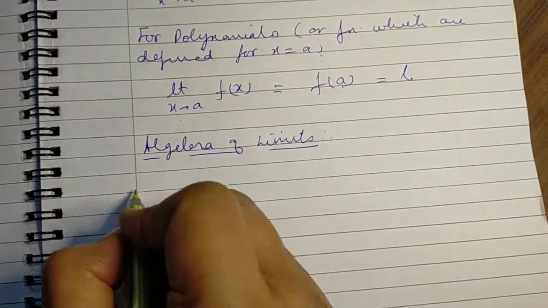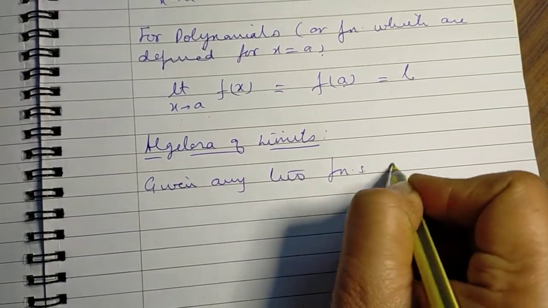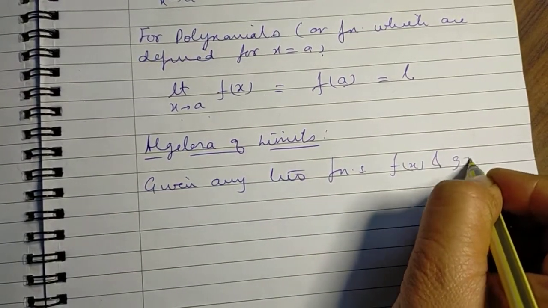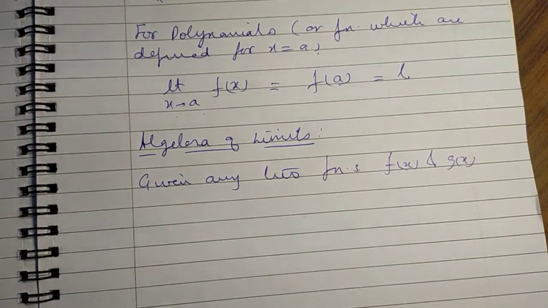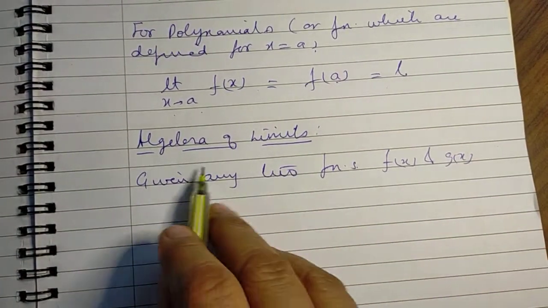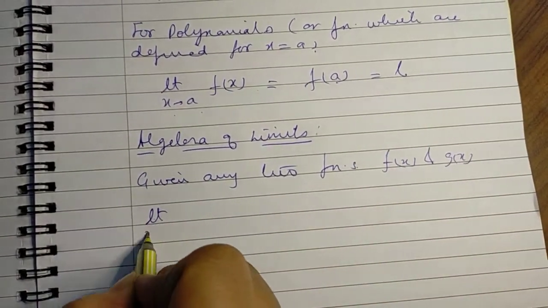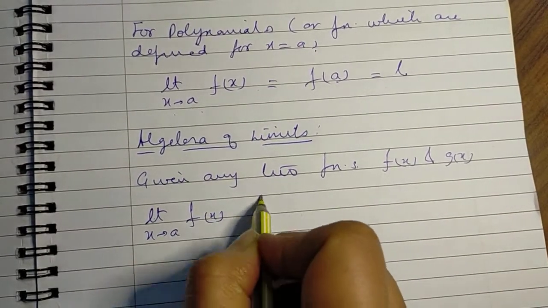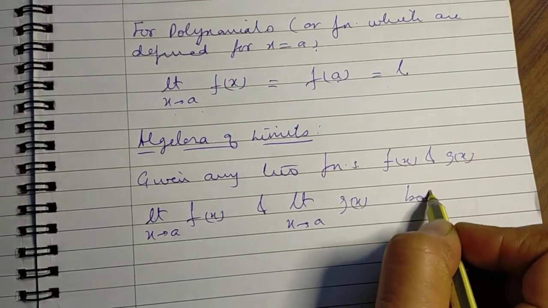Now let us come to the algebra of limits. Given any two functions f(x) and g(x) defined on the real numbers, where x is any real number, we have to study the algebra. Here these two are such functions that the limit as x tends to a of f(x) and the limit as x tends to a of g(x) both exist.